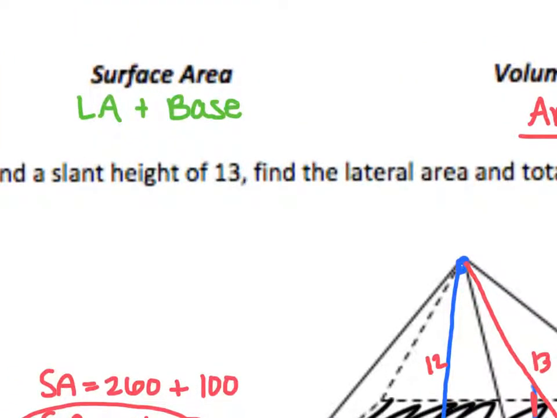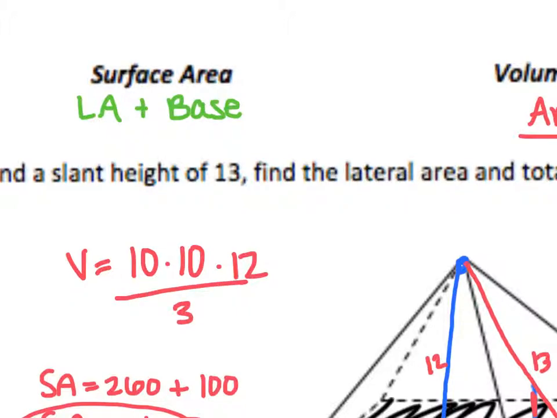So the area of the base was 10 by 10. For the height, am I going to use the inside height or the slant height? I'm not going to use the slant height because slant height starts with S, and so does surface area, and I'm not finding surface area, I'm finding volume. So I'm not going to use the 13, I'm going to use the inside height. I'm going to use 12, and I'm going to divide that by 3. So I believe that's going to come out to be 400.